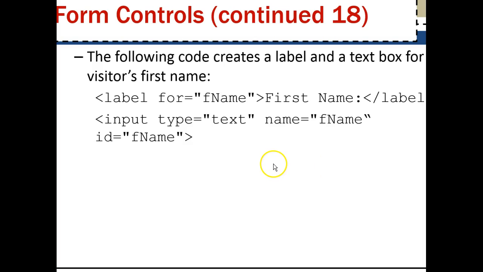So in here we put label for fname, the first name, and then close your label tag. And then the input type of that is text, maybe your first name, and then your ID is your first name. So you use the for attribute with the same value as the input control's ID value as well.